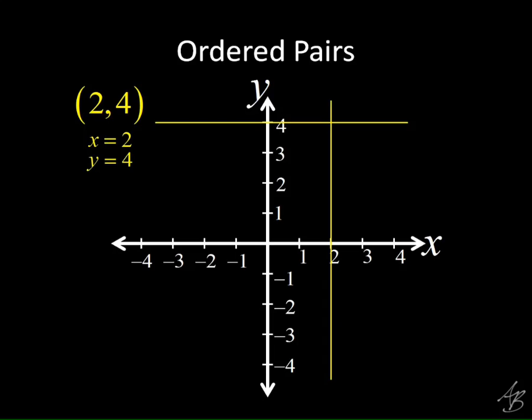Where those two lines intersect, right? You guys know what the word intersect means? It's where they cross. Okay, so that point right there is going to be the point (2, 4).